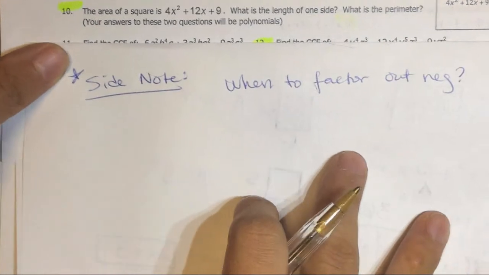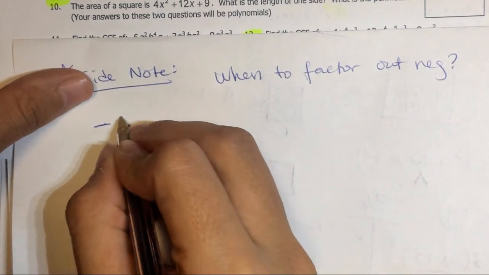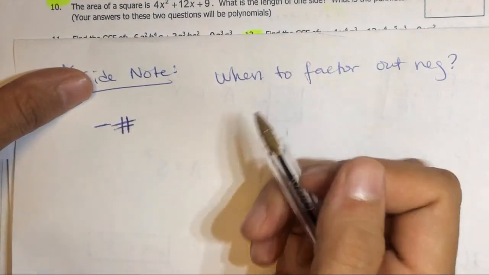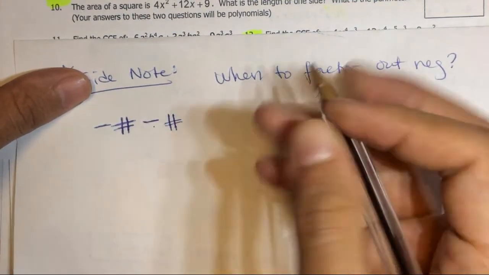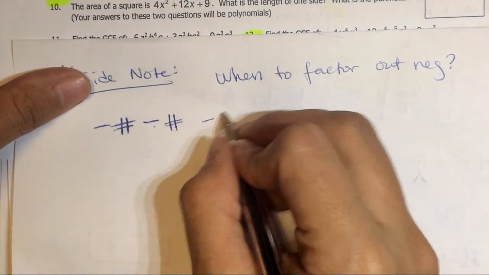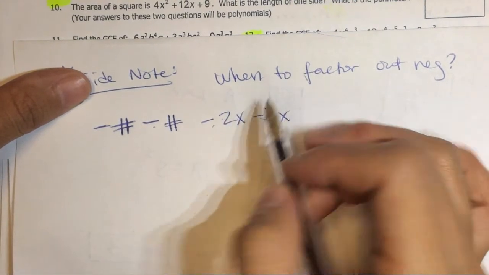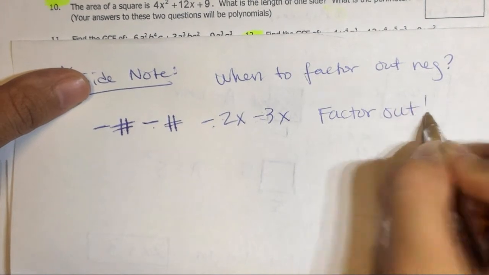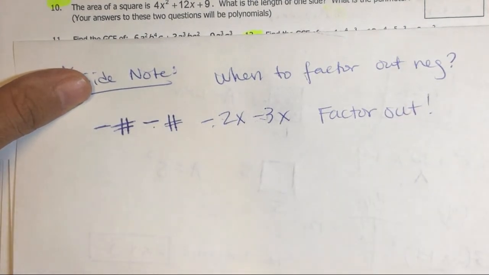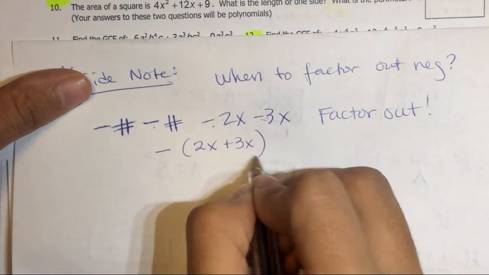This is what I always tell my kids. I'm just going to do an example of 2 terms. If you have a negative number minus a negative number, like negative 2x minus 3x, just making up an example, do you see how they both have a negative? You would factor out the negative. So it'd be like negative, 2x plus 3x if you did that.